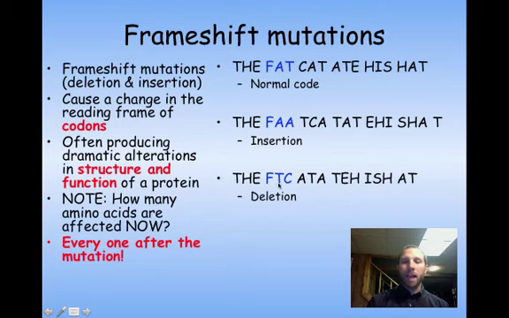Since we have to read in groups of 3, that's our codon, the T and the C got pushed over. And now it's FTC, ATA as our codons. Our reading frame has shifted, and we're left with not even a full codon here at the end. So we're going to be 1 amino acid shorter than we should have been in this example with a deletion mutation where we remove a nucleotide.